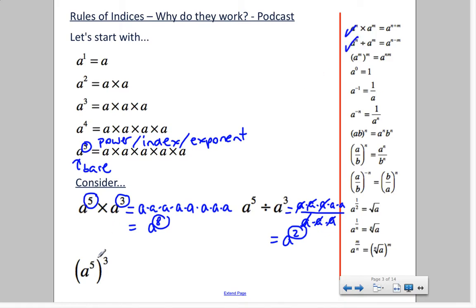Now let's try this, a to the 5 to the 3. Well, that's just a to the 5 multiplied by itself 3 times. And if we use this rule, we can add those 3 powers together and we get a to the 15. Again, you can see a shortcut, 5 times 3 is 15. So in general form, that's that rule.